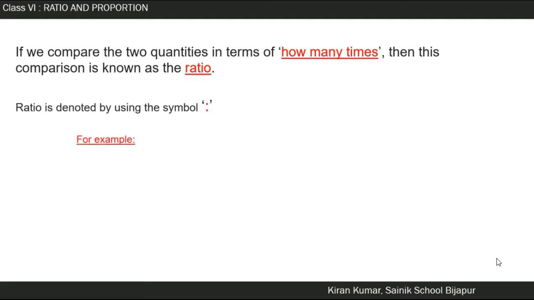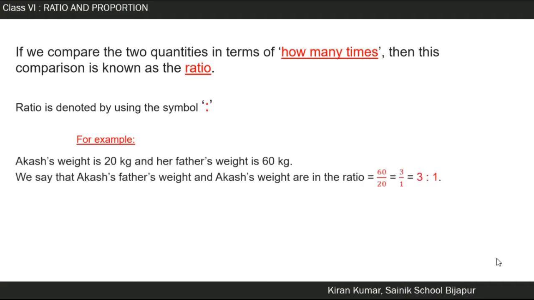For example, Akash's weight is 20 kg and his father's weight is 60 kg. We say that Akash's father's weight and Akash's weight are in the ratio 60 by 20, which is 3 by 1, nothing but 3:1.